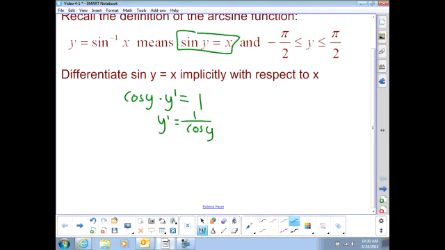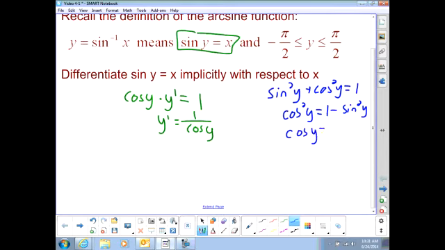So we'll use one of our Pythagorean properties. We know sine squared y plus cos squared y should equal 1. Subtracting the sine squared y over, we get cos squared y equals 1 minus sine squared y. And then taking the square root, we've got that cos y is equal to the square root of 1 minus sine squared y. So we'll replace cos y with the square root of 1 minus sine squared y.